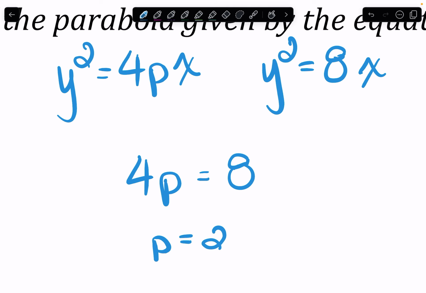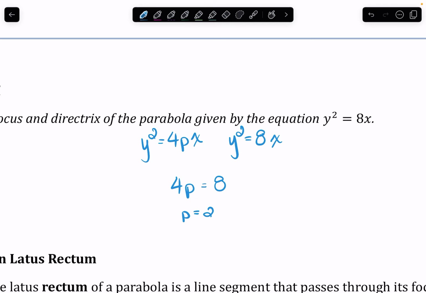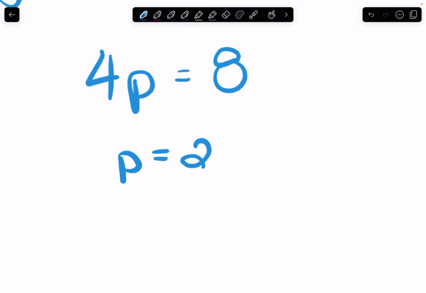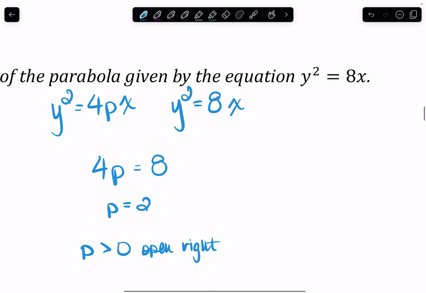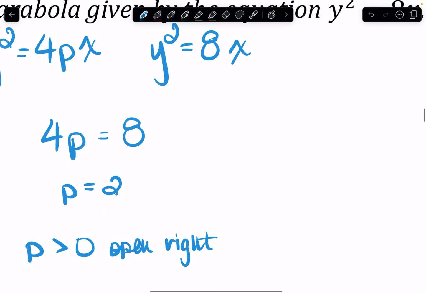So if p is 2, we know that the distance from the focus to the vertex has to be the exact same. We need to know which direction this parabola opens, and because the y is being squared, we know it's opening left or right. Because p is positive 2, so p is greater than 0, it's going to open to the right side. If p is less than 0, it would open left. So we know it opens right. What that tells us is that our focus is inside, from our vertex of 0, 0. So we would go right 2 units to get to the focus from our vertex of 0, 0. So our focus is going to be the point 2, 0.